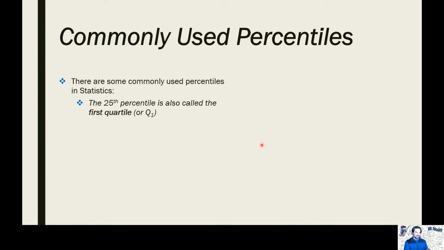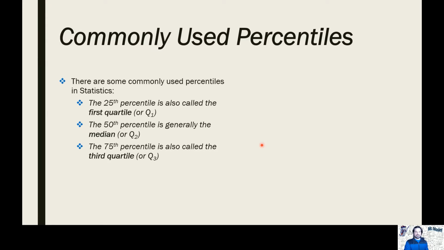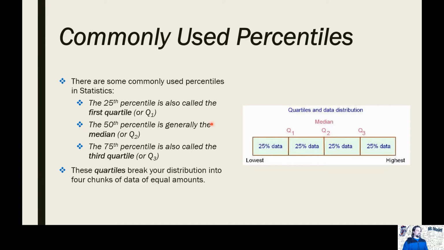So there's some commonly used percentiles within statistics. One of those is the 25th percentile. It's also known as the first quartile, or Q1. We've got the 50th percentile, which is generally the median, the more commonly used name for that, or we can call it Q2. The 75th percentile is also called the third quartile, or Q3. These quartiles break your distribution into 4 chunks of data of equal amounts. Right, so we have Q1, median, Q2, Q3. It divides the data or distribution into 4 equal chunks of data points.